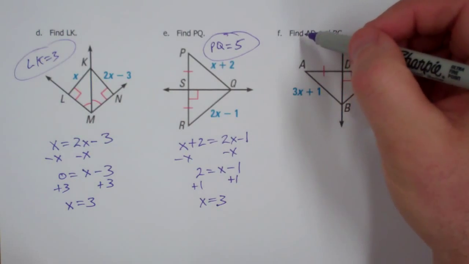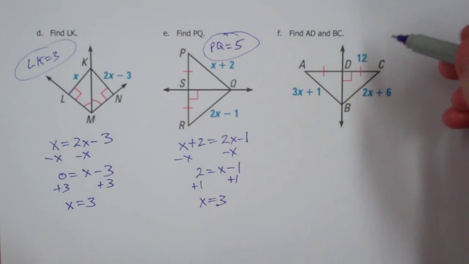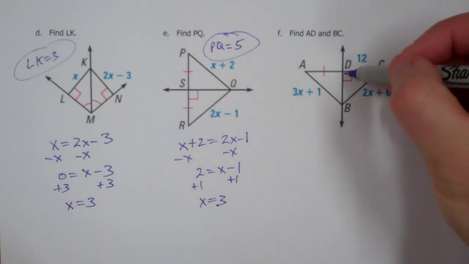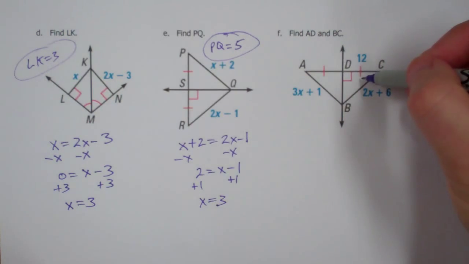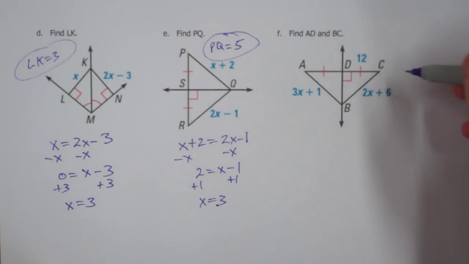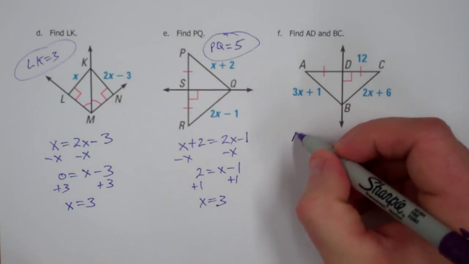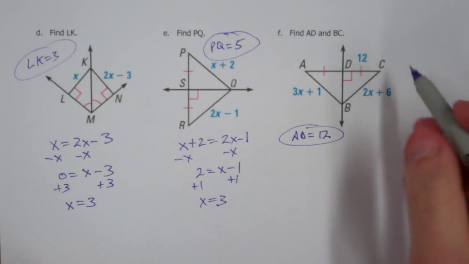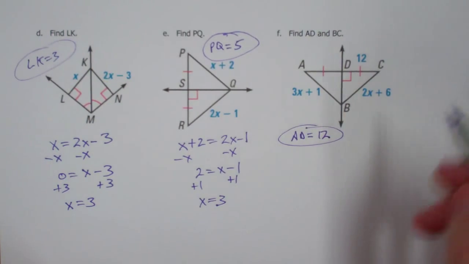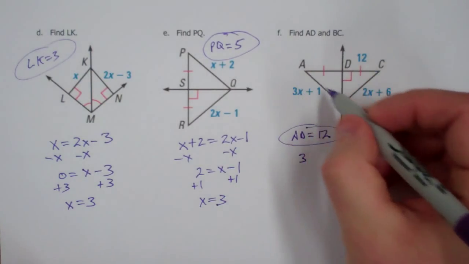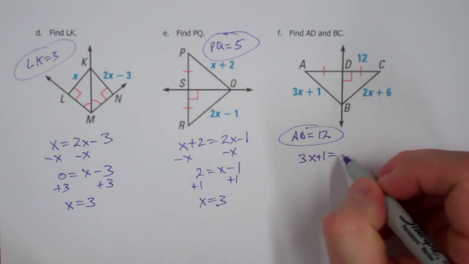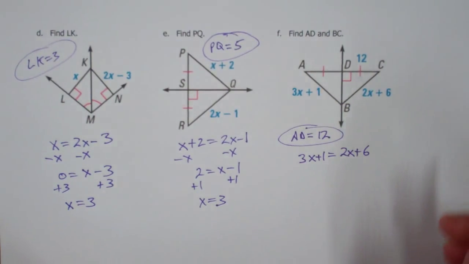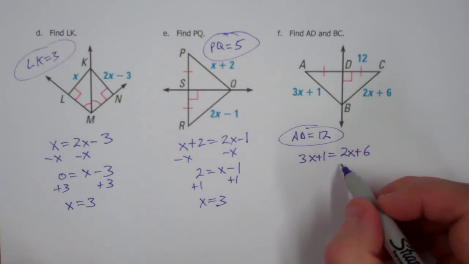In this example, part F, we're going to find AD and BC. To find AD, we can look at our congruent tick marks. We notice that AD is congruent to DC, therefore they have the same measure. So AD will be 12. To find BC, we'll have to solve for x and substitute in. And we know that AB here, which is 3x plus 1, is equal to BC, which is 2x plus 6, or their measures are equal.